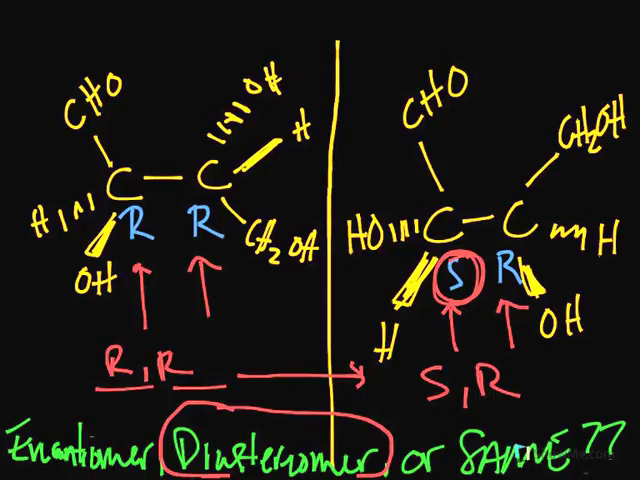Again, we have no plane of symmetry here, so that's another thing you have to keep in mind. If this guy had a plane of symmetry, then it would have been a meso compound. But that's going to be another topic. We don't have to worry about that for this problem. So in this problem, yes, this is a diastereomer.